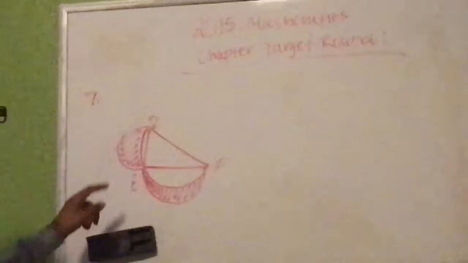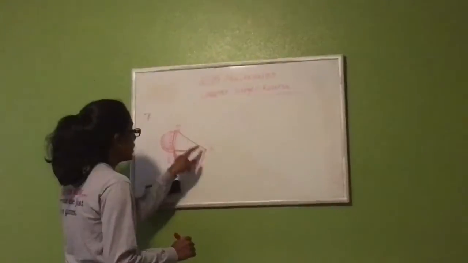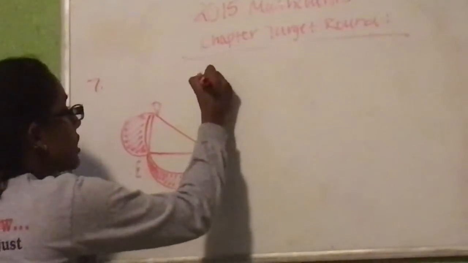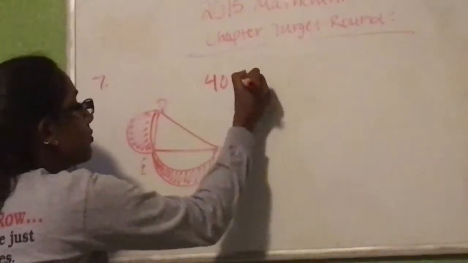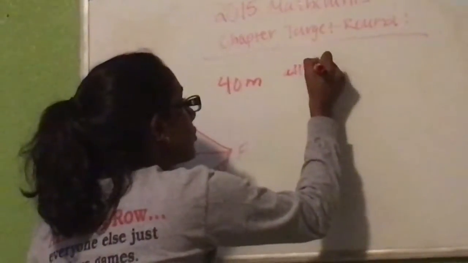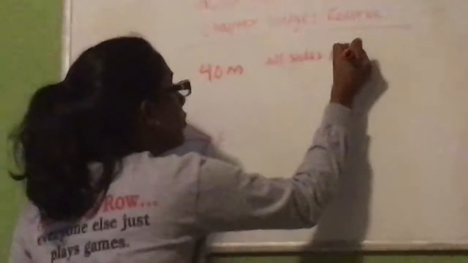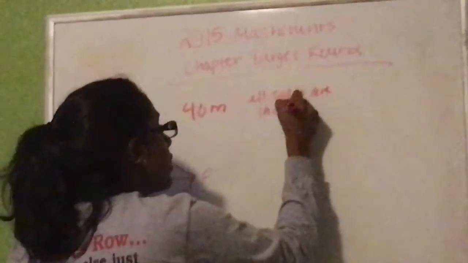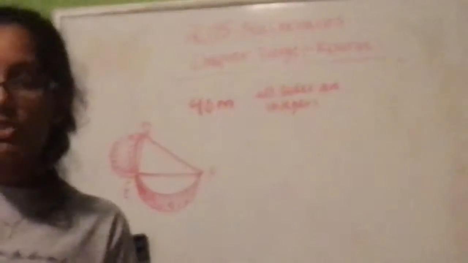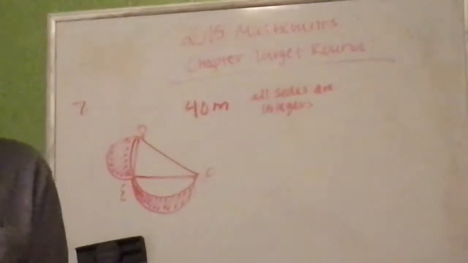So we know that the perimeter of this triangle DEF has 40 meters in perimeter. And we know that all side lengths are integers. Knowing this, they want us to find the area of the shaded regions.